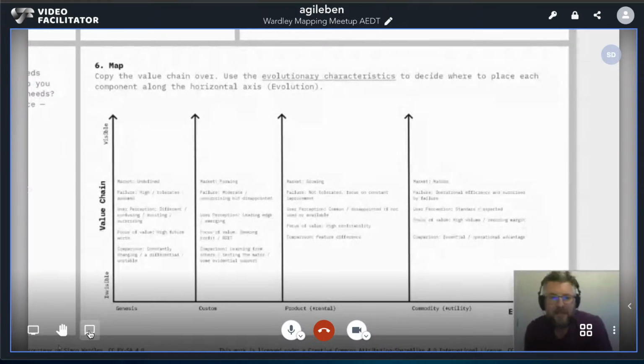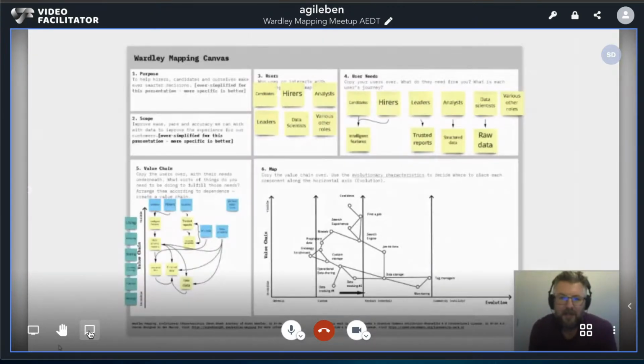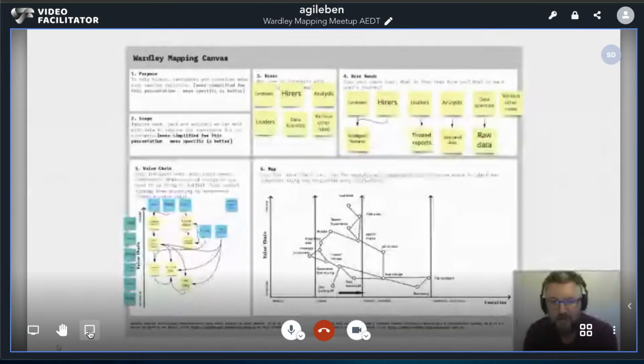Excellent. Hey, Daniel, Martin Chesbrough. One quick question: I just wondered, how long do you spend explaining Wardley maps to start with, versus how long do you actually get productive work out of a workshop?